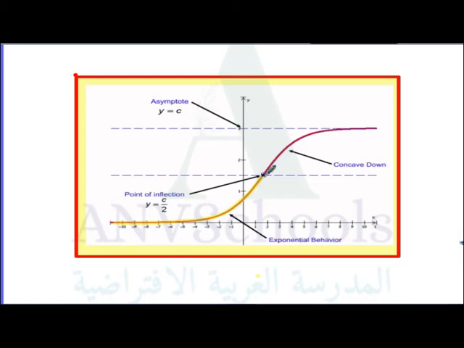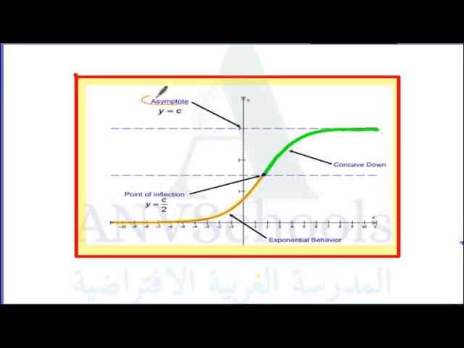Now this exponential behavior, once it reaches the point of inflection, will now be subjected to a behavior which starts on achieving the concavity of a downward position, and then afterwards it levels off at a certain restraint. Okay? So this restraint that we are talking about is what we call the asymptote. So this is our asymptote.